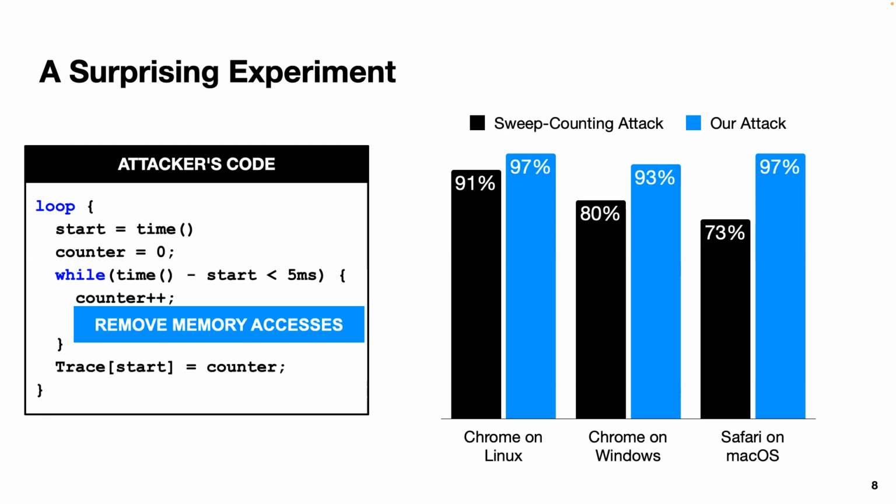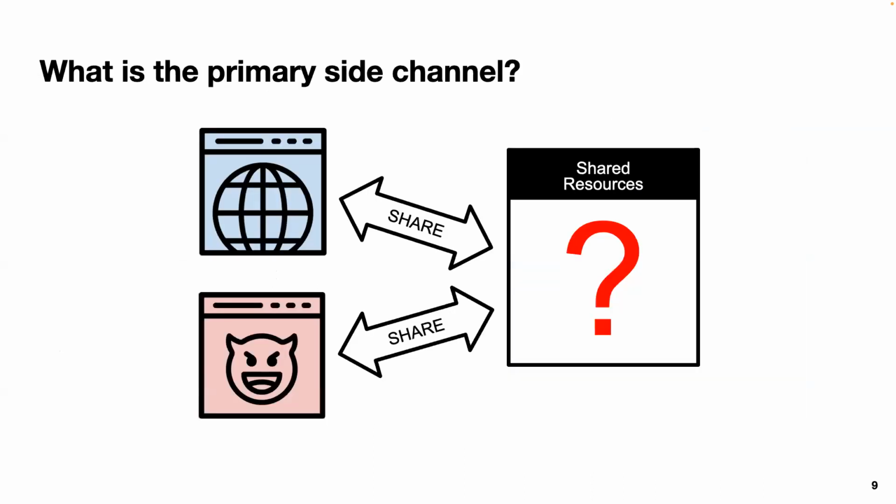Given these surprising results, we might ask ourselves the following question: which primary side channel are these two attacks actually exploiting? It's important to understand that this is a challenging problem. The reason is that there are so many hardware resources shared between these two programs that finding the primary source of leakage is difficult, and we don't have specific techniques or methods to answer this question.